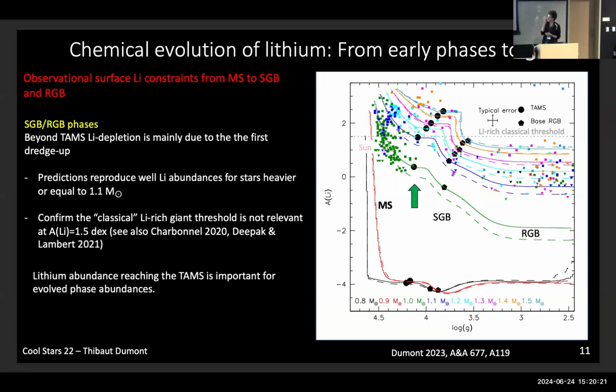Okay, so now, to make the transition almost with the next session, I discussed lithium in the pre-main sequence and in the main sequence, and it's quite important, because depending on the amount of lithium you destroy during these two first phases, it will determine the amount of lithium you will have for the more evolved phases, the subgiant branch and red giant branch, and then it will be important, for instance, to determine the lithium-rich giant threshold, which depends on the mass and on the metallicity.